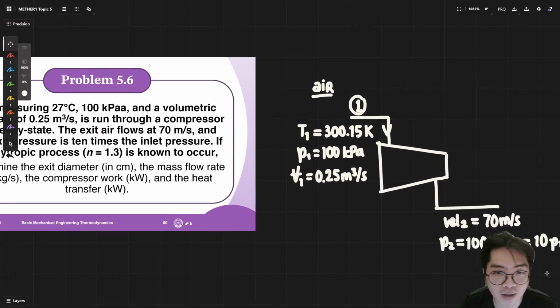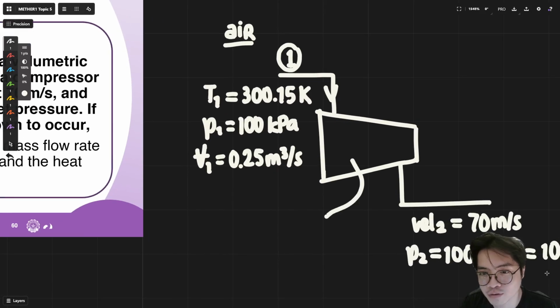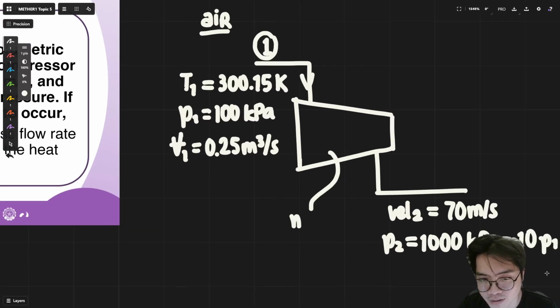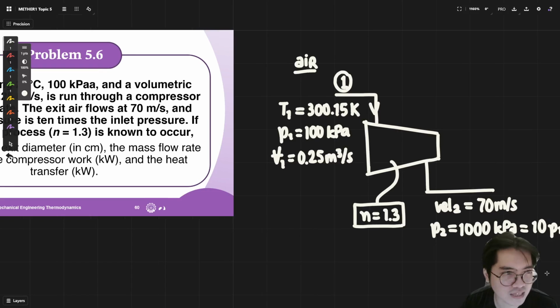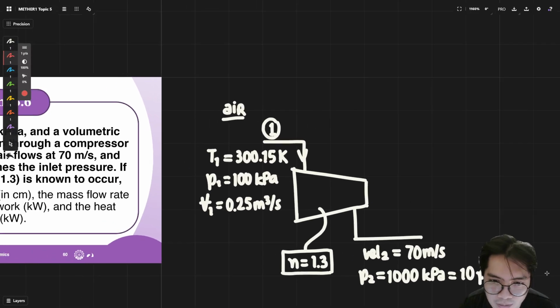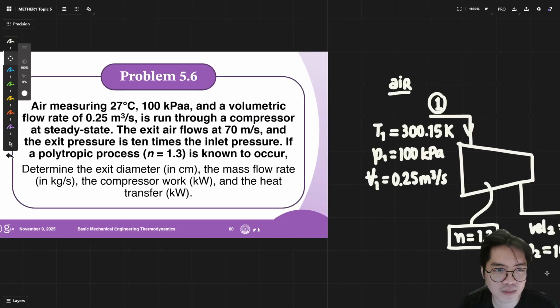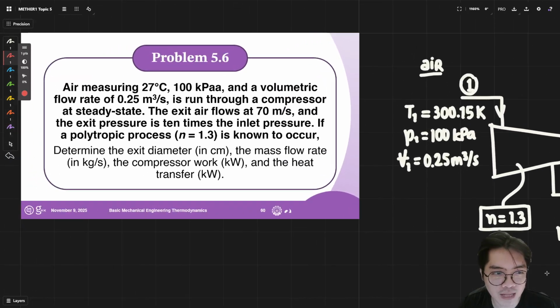The polytropic process occurs. Now note that this is no longer an adiabatic, isentropic process wherein your index is supposed to be 1.4, not 1.3. So something is going to go wrong. Not wrong in the sense that something's going to explode, but more like something has to not be cancelled. Something has to be a little bit more complicated. Such is the real world, right? Determine the exit diameter in cm, the mass flow rate in kilograms per second.